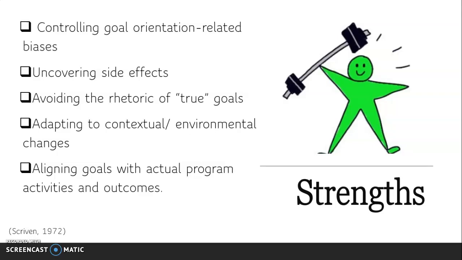Number 4. Adapting to contextual environmental changes. Goal-free evaluation can be adapted to the periodic changes in consumer needs, program resources, and program goals. Consumers, programs, foundations, and their environments are dynamic. Number 5. Aligning goals with actual program activities and outcomes. The goal-free evaluators find outcomes that are attributable to the program intervention and rename these outcomes operational goals. All operating goals, therefore, have potential to become an official program goal or objective.